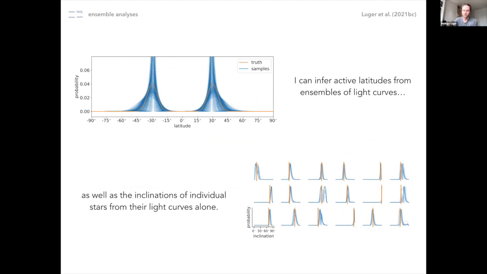This is from my paper. I did a bunch of synthetic ensemble analyses on thousands of light curves. You can actually learn things like the active latitude almost exactly. It depends on the signal to noise of the data and how many light curves you have, but that information is there. You can also learn, surprisingly, the inclinations of individual stars to something like a few, maybe 10 degrees. Typically, you can't do that from a light curve, but conditioned on the fact that you believe all the stars in your sample are statistically similar and have similar active latitudes, you can get very good constraints on stellar inclinations.